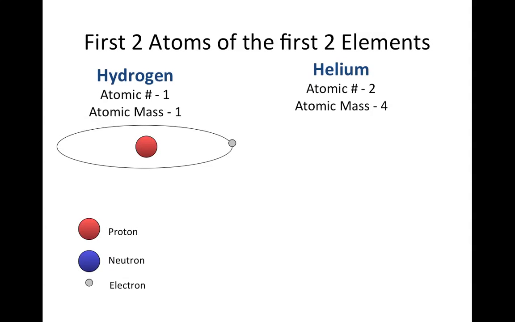Helium has an atomic number of 2 and an atomic mass number of 4. So we make a picture of that. Here's our nucleus where we have 2 protons and 2 neutrons, giving us a mass number of 4, and 2 electrons in the outermost shell.